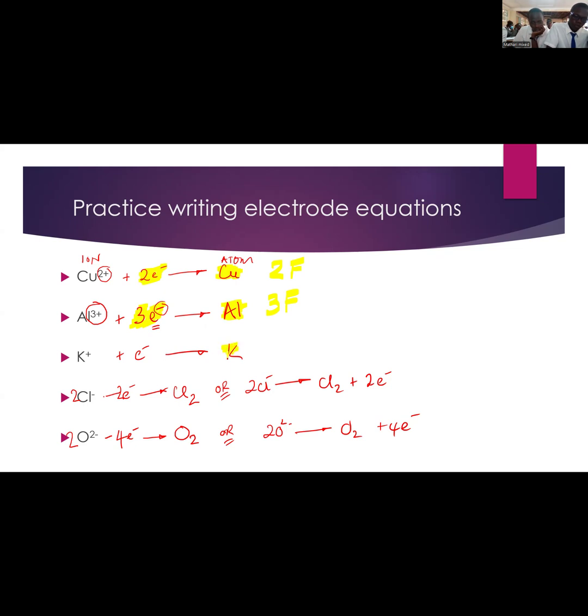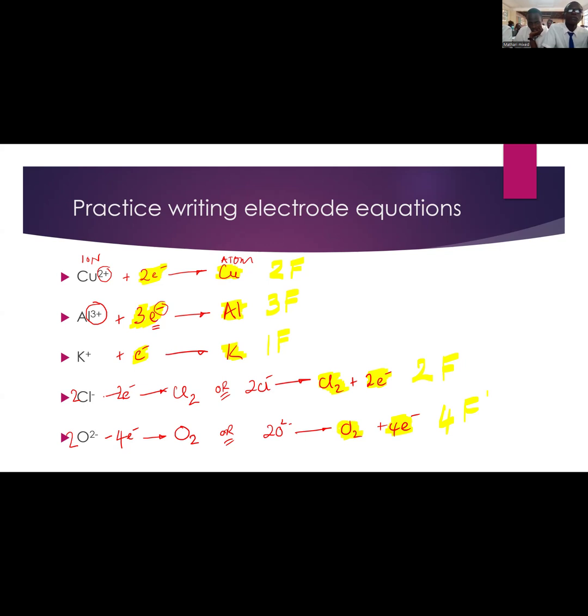For 1 mole of potassium, how many electrons? Oh, only 1. So I only need 1 to produce 1 mole of potassium. How about chlorine? Well, for each mole of chlorine, there are 2 electrons. So that's 2 Faradays. For each oxygen, it's way more. It's 4 electrons. That's 4 Faradays.